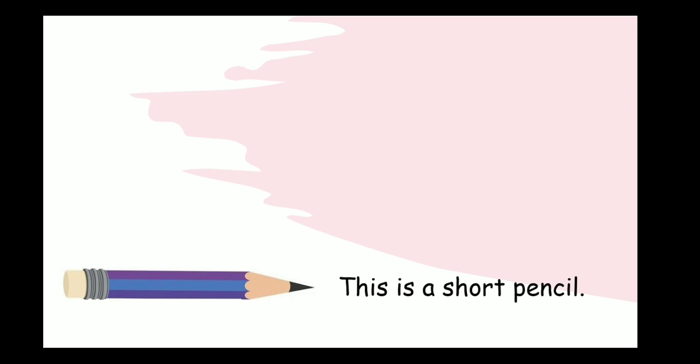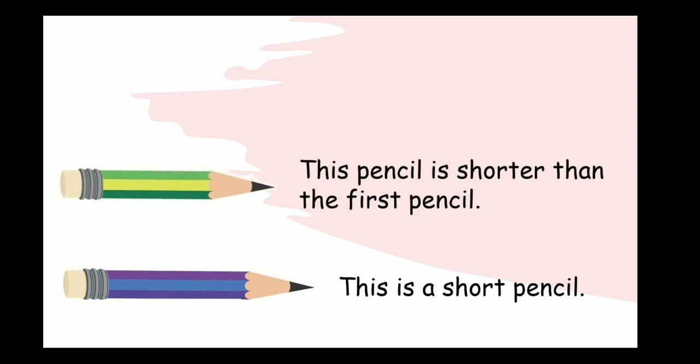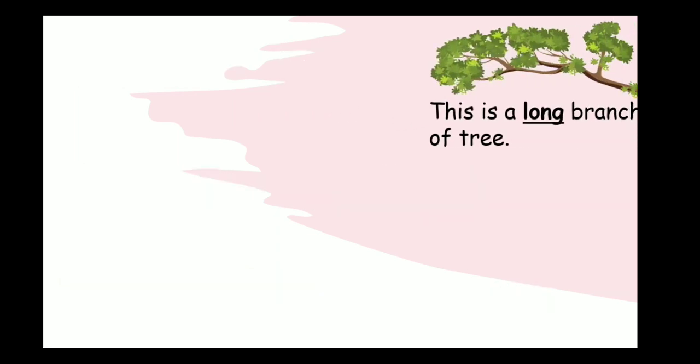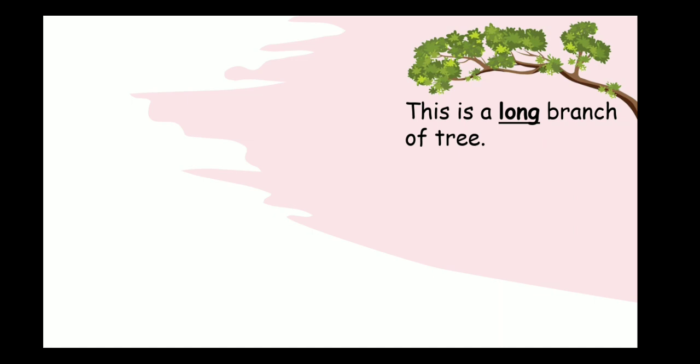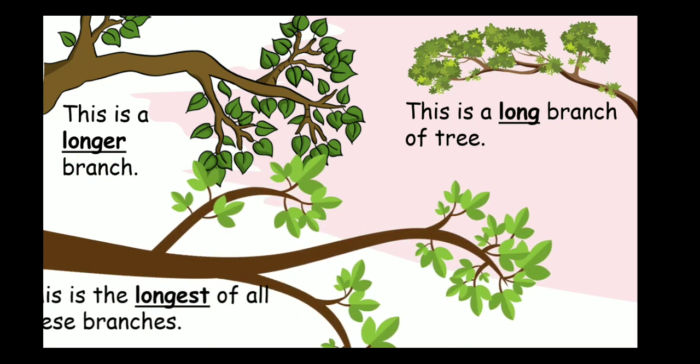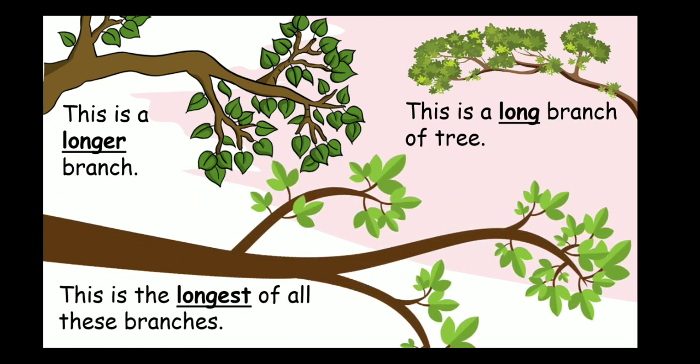This is a short pencil. This pencil is shorter than the first pencil. This pencil is the shortest of all pencils. So you can see three pencils here, and this one is the shortest of all pencils. This is a long branch of a tree. This is a longer branch, longer than this branch. This is the longest of all these branches. So amongst these branches, this one is the longest.